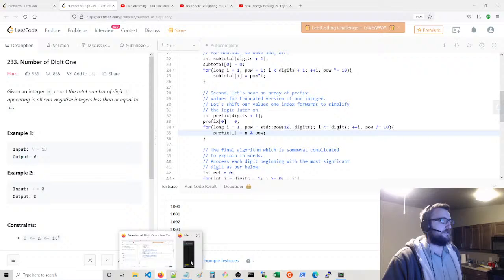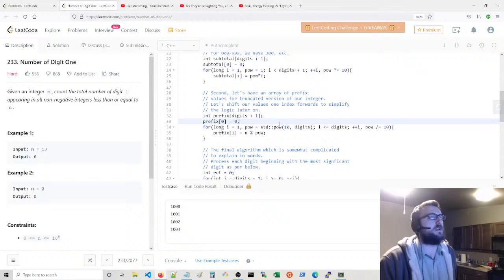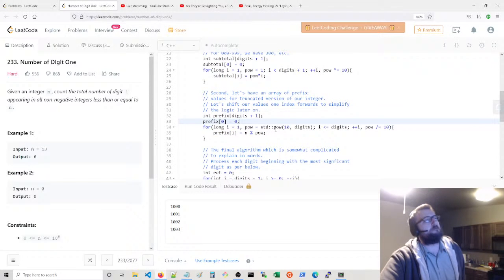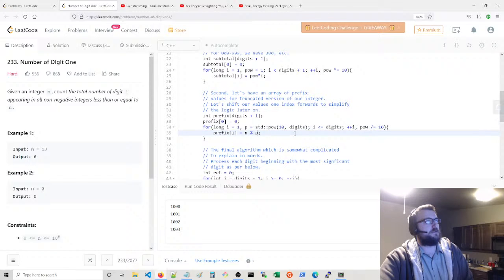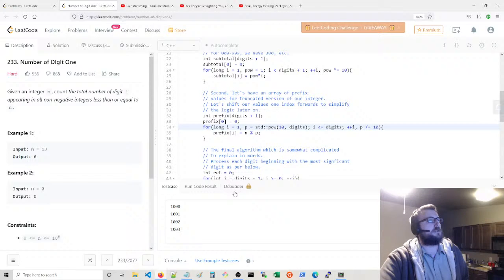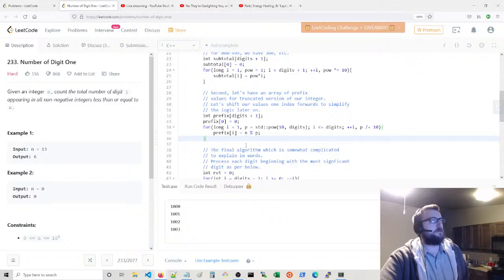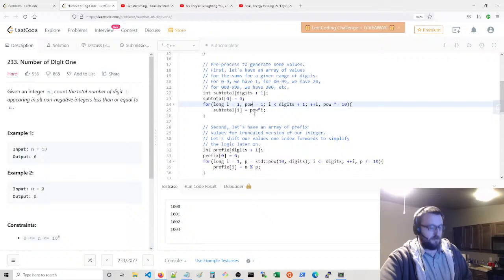Yeah, okay, this is interesting. So we use p instead of pow also. I know pow is a function. It gets confusing when you name your variables the same names as functions.